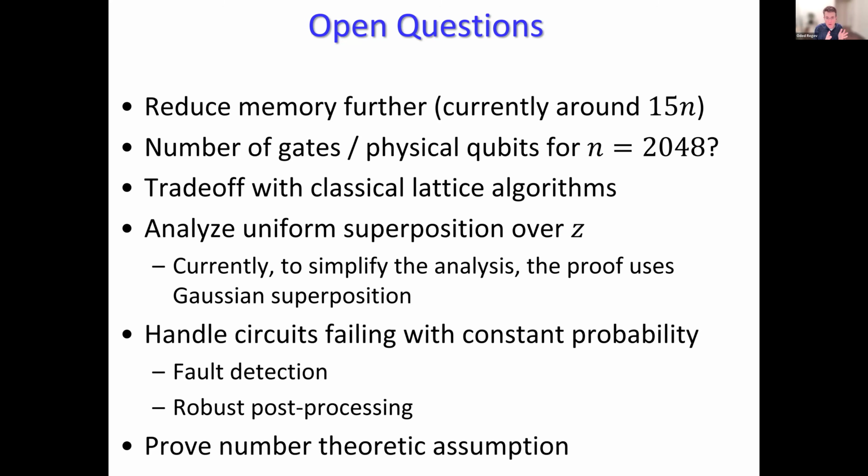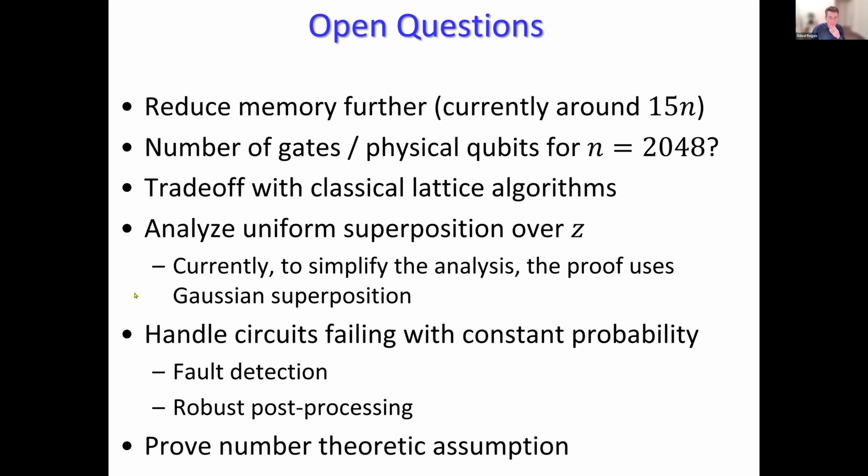Actually, even Shor's algorithm has this calculation there, and it gets even more annoying in the dimensions. It's probably doable, but at least currently in the paper, the proof actually uses a Gaussian superposition. It's much nicer to analyze it this way. But I'm pretty sure it should also work with uniform superposition, but I don't know for sure. At least in practice, I think it would be much easier to implement it with uniform superposition.